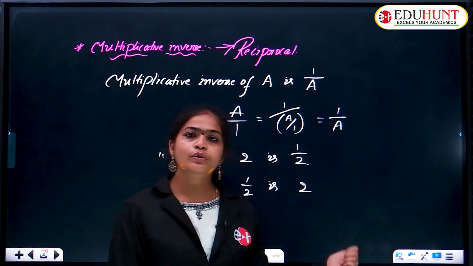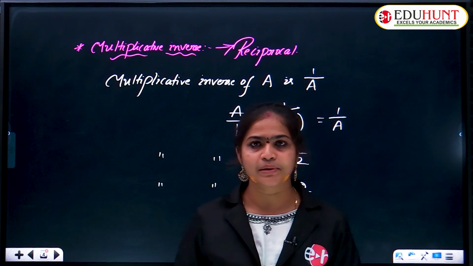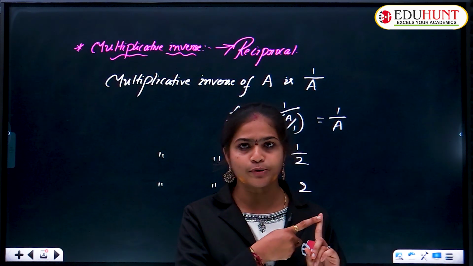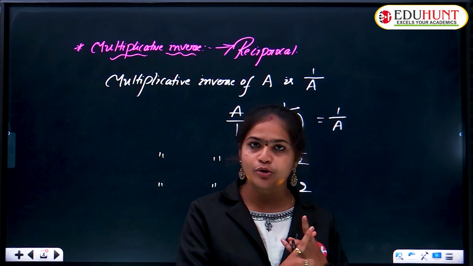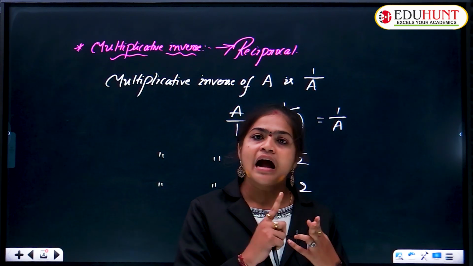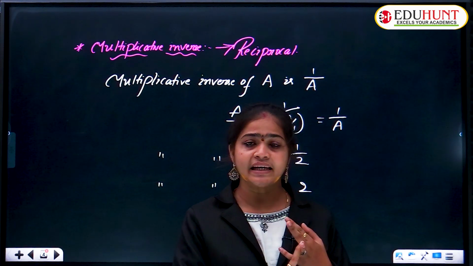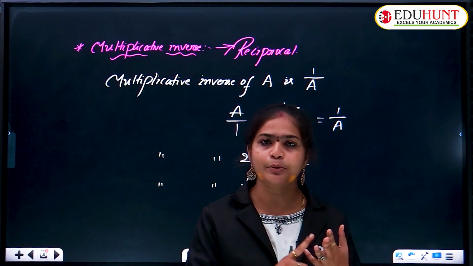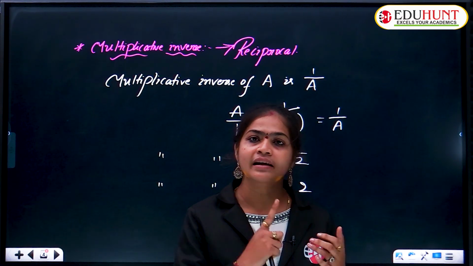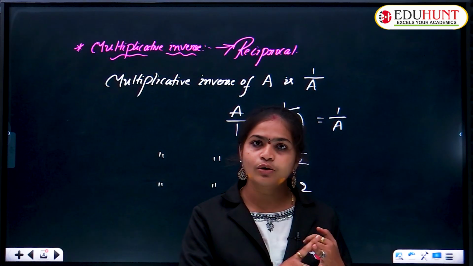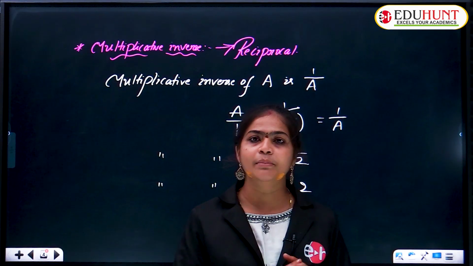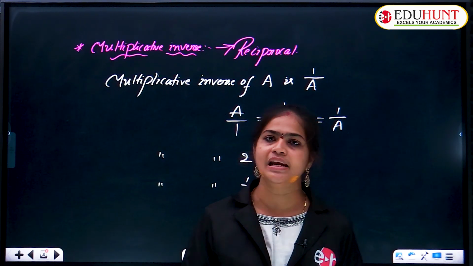Understood? So children, up to here the properties of rational numbers are completed. What is the first property we discussed about rational numbers? That is the closure property. After that we discussed the commutative property, also known as the order property. After that we have the associative property, also known as the grouping property. After the associative property, in this video we discussed the distributive property, role of 0, additive inverse, role of 1 and multiplicative inverse. These are all the properties of rational numbers.